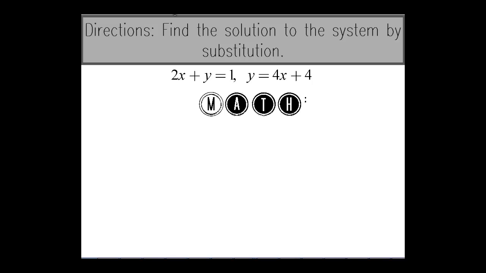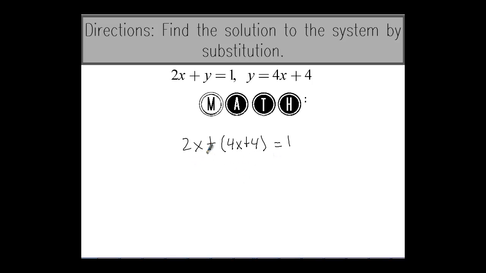Here's how we do it. In this scenario, we are lucky because one of our variables is already isolated. If it is not isolated, we would have to take either x or y and solve for it. In this case, y is already alone, so I'm going to take my first equation, 2x plus y equals 1, and instead of putting a y there, I'm going to put what y is equal to. So I'm going to substitute in 4x plus 4 and set this equal to 1.